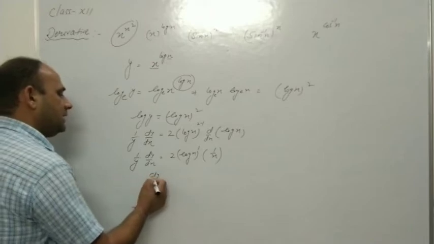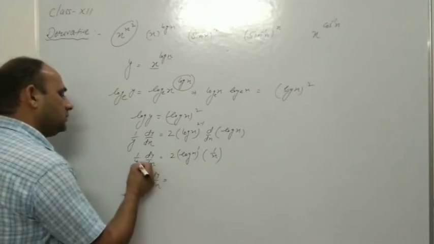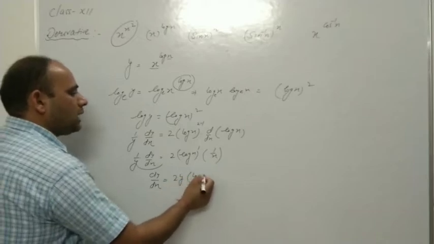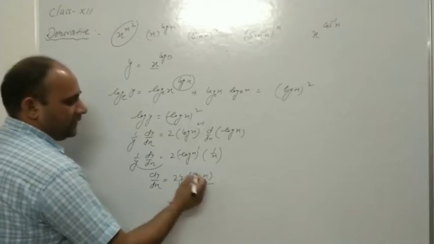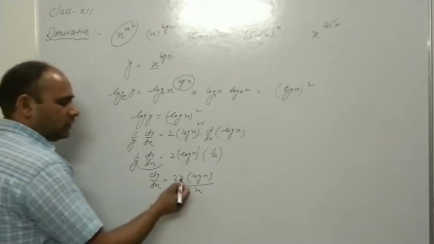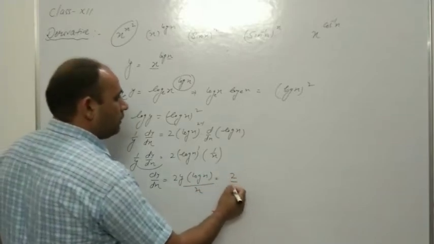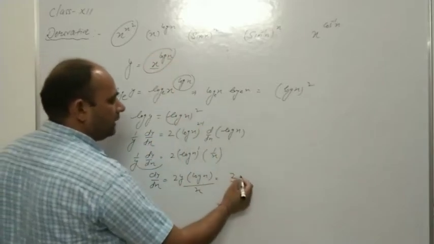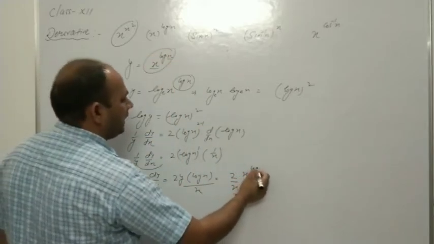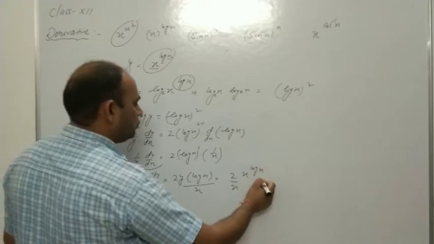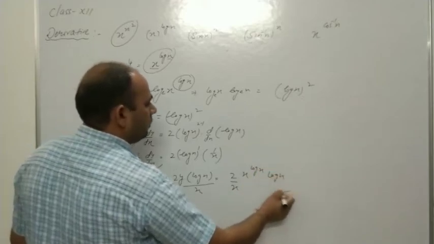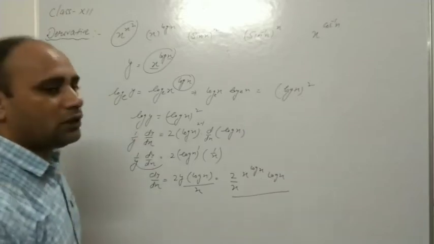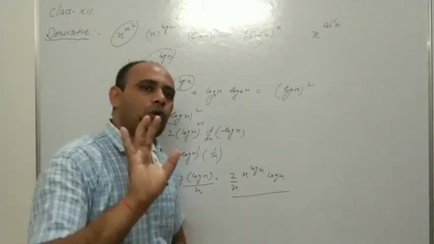Now dy by dx is y multiplied by 2 log x upon x, so 2y log x upon x. Now what is the value of y? The value of y is x raised to the power log x. Okay, it is our solution for the function y is equal to x raised to power log x.